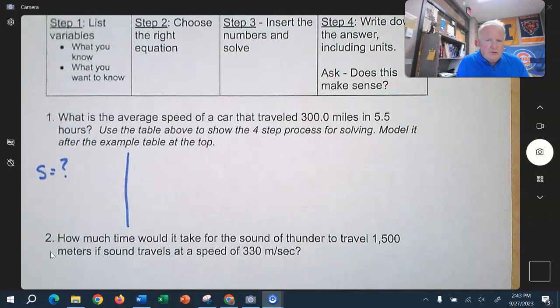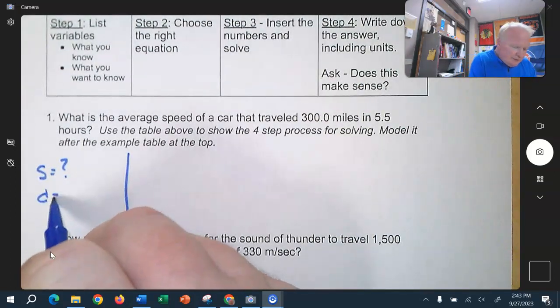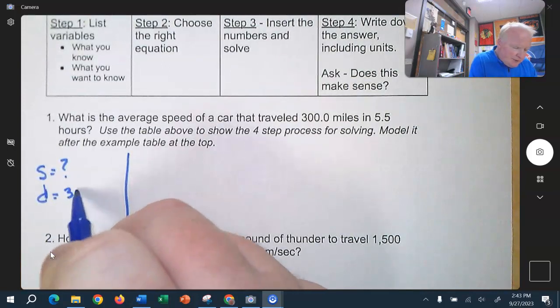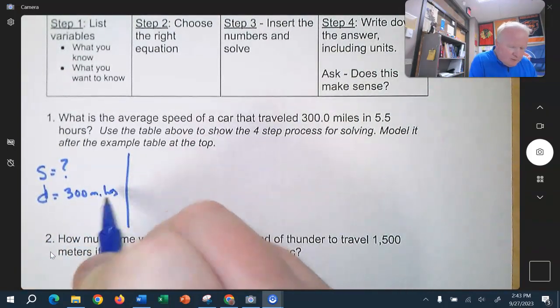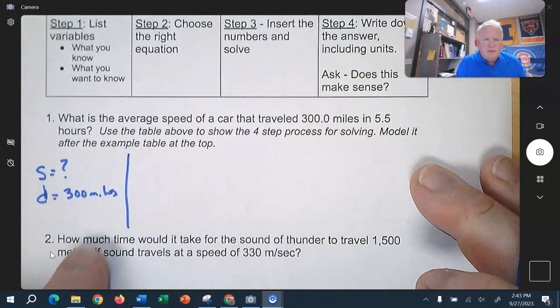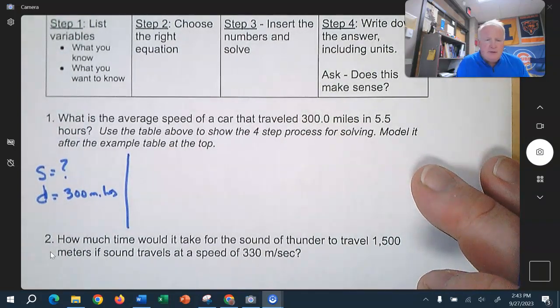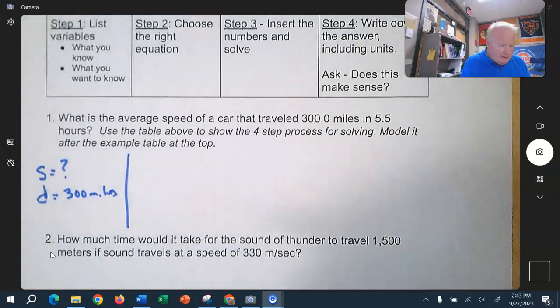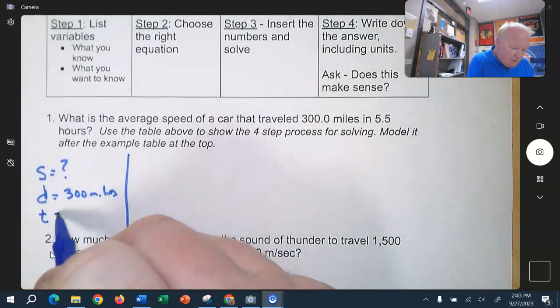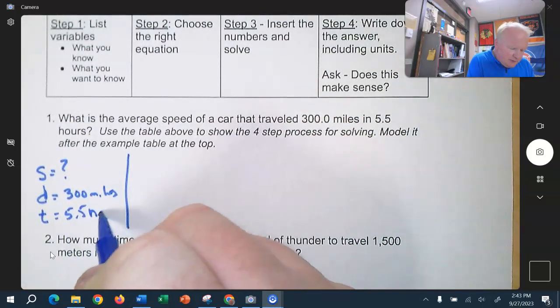And then they say that a car traveled 300 miles. That's a distance. So I'm going to write down D equals 300 miles. Now you notice I'm not just putting down 300 miles. I'm writing down D equals 300 miles because that's going to help me out later. And then it says in 5.5 hours. And so what is that? That's a time. So time is 5.5 hours.